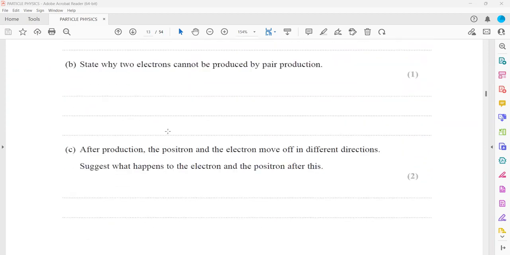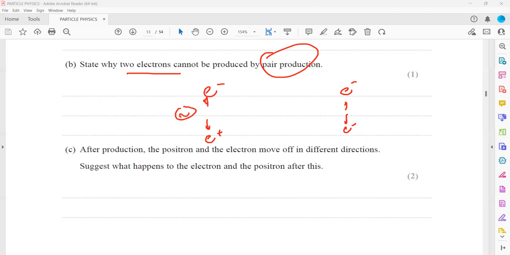State why two electrons cannot be produced by pair production. Here, what are we saying? We are saying an electron and a positron are produced. But the question is why two electrons cannot be produced in pair production. Whenever an interaction occurs, there should be conservation of mass-energy, conservation of charge, conservation of baryon number, and lepton number.